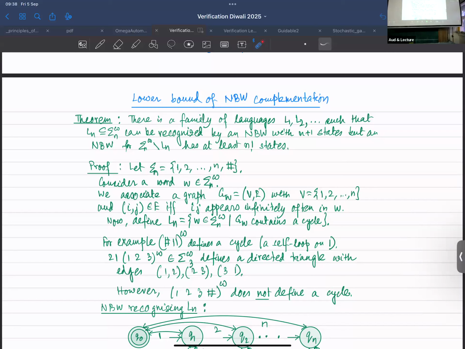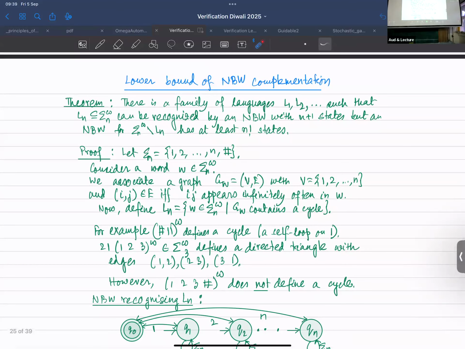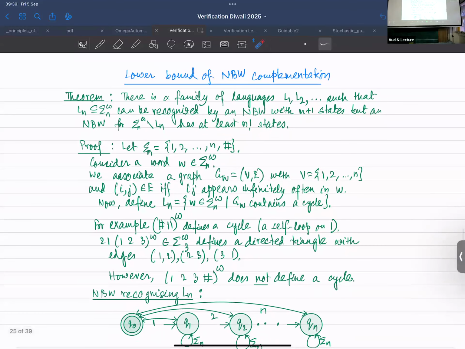So we will start with this lower bound for NBW complementation. I write down again some of the definitions here. We are going to talk about a family of languages L1, L2, etc., such that Ln is a subset of sigma n to the omega. So our alphabet is sigma n. It's a family of languages L1, L2, L3, like that. So why do I need to construct a family of languages instead of a single language?